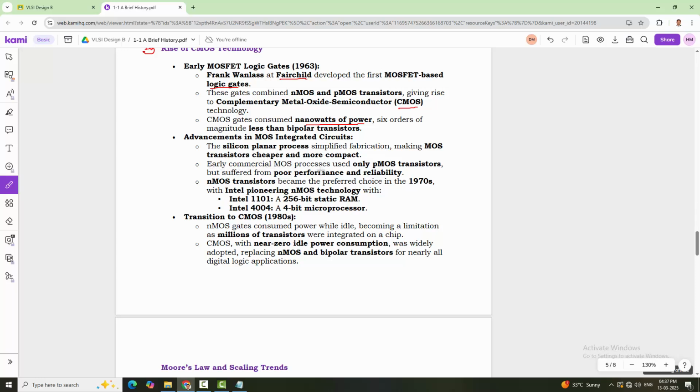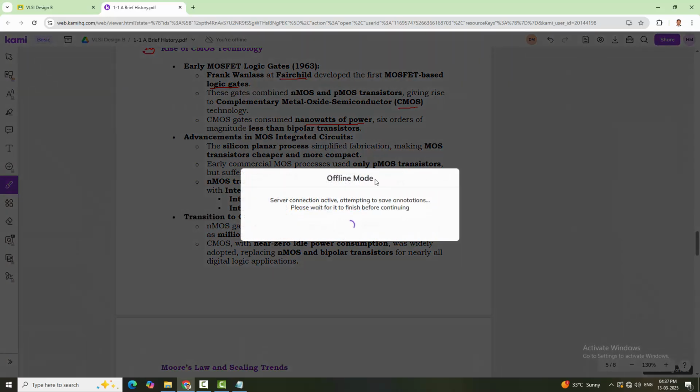Early commercial MOS processors used only PMOS transistors. Way back earlier we were using only the PMOS transistor, but again PMOS suffered from poor performance.